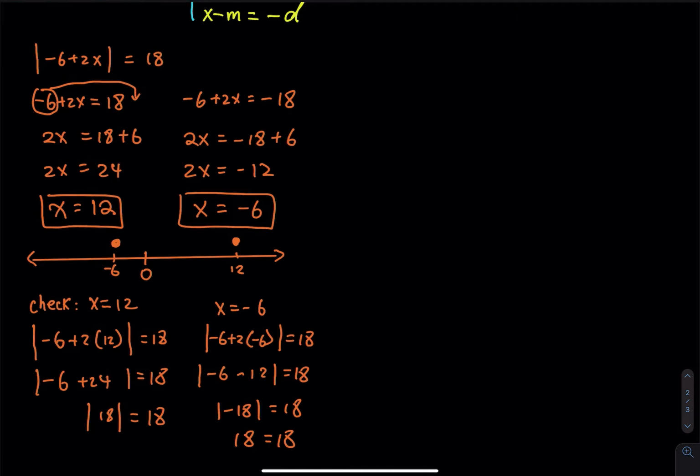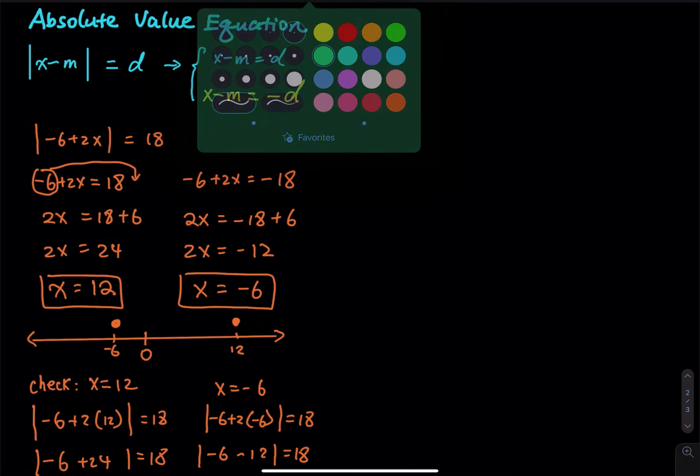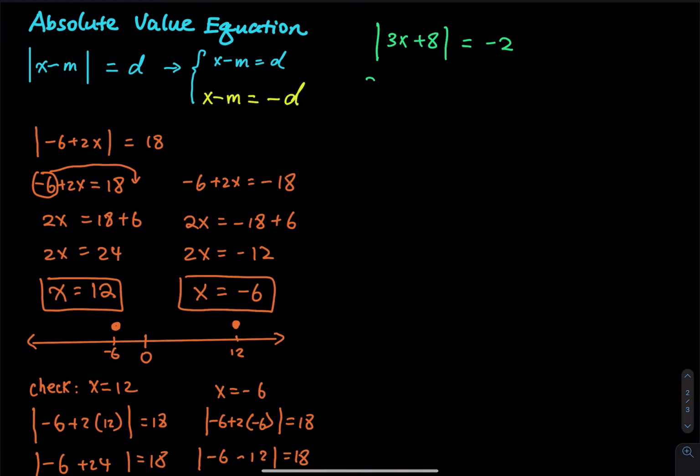Okay, so the next one, I would like to give you a special case. So let's do the special case in this color. We have the absolute value of 3x plus 8 equals negative 2. Now, if you just apply the definition I gave you on the left, you will just do this, right? 3x plus 8 equals negative 2, and 3x plus 8 equals negative 2. But is this correct? Can you read the question one more time? The given equation. Absolute value.